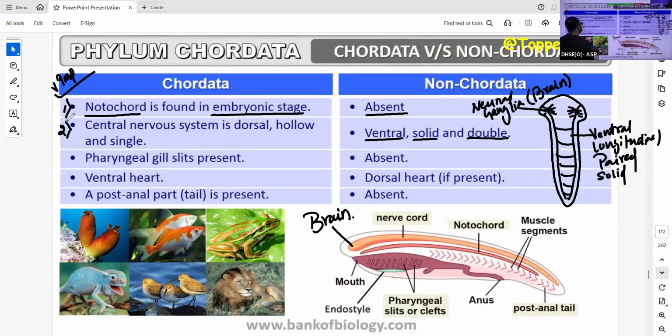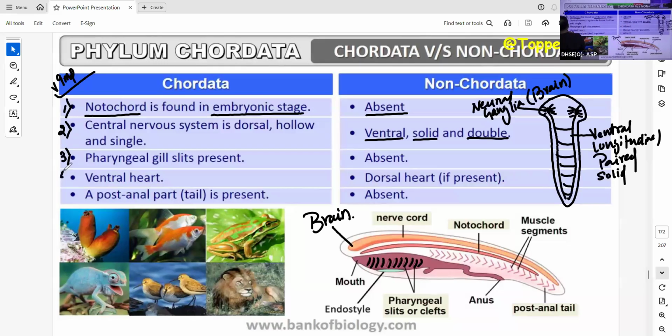Then, pharyngeal gill slits are present. In case of the chordates, you'll have these structures here, which represent the pharyngeal gill slits. Although pharyngeal gill slits are observed mostly in the embryonic stages, they may later form gills, as in the class Pisces and the class Amphibia. So in them you may have gills even in the adult stages.